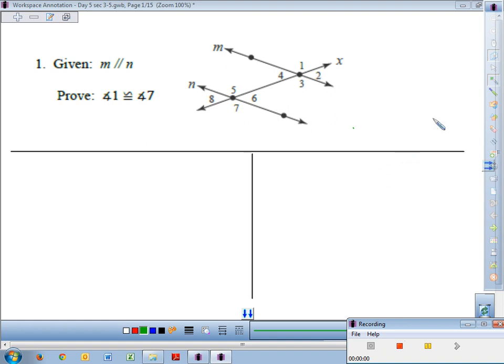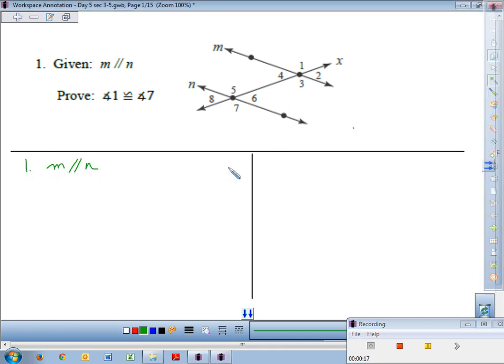Alright, this is section 3.5 in advanced geometry. Start off with a nice little proof here. Remember, it's been a while since we've done a proof, so the first question we ask ourselves is: is it dirty? And that answer is a no, because they did not give me a midpoint, bisector, or circle. So we read the given, we write the given, and then we mark the given.